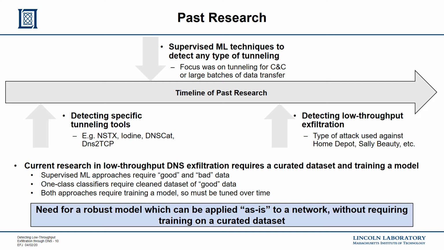current research on low throughput exfiltration requires a curated dataset and training a model. Supervised machine learning requires a labeled dataset of good and bad data, and the most recent approaches with one-class classifiers required a clean dataset of good data. Both approaches require training a model, which is something which must be tuned over time as the network evolves. Therefore, there is a need for a model which can be applied as is to a network without requiring training on a curated dataset.